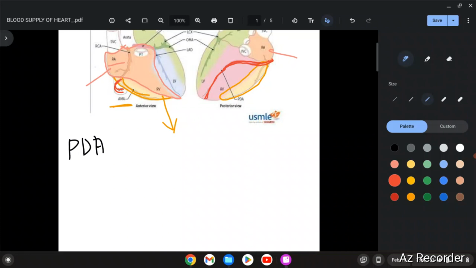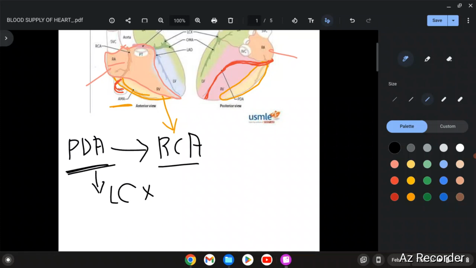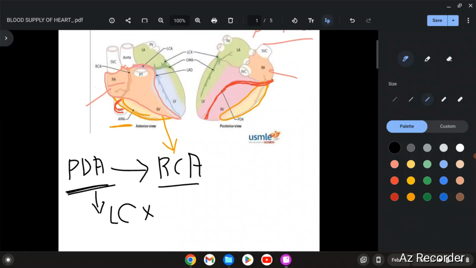Remember this thing. Okay, now in many people this posterior descending artery is derived from your right coronary artery, as shown in this picture. Okay, but in a few people, like for 10% of people, this posterior descending artery is derived from your left circumflex artery. I'm going to talk about this artery in a while, this over here. Okay, I hope this is clear.